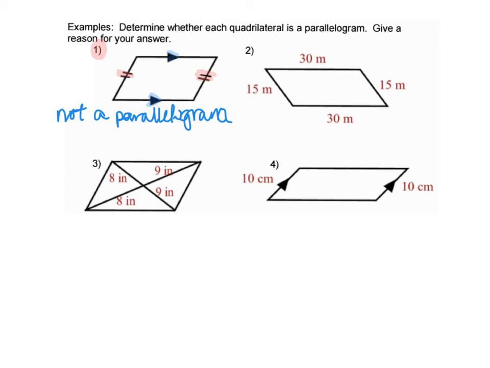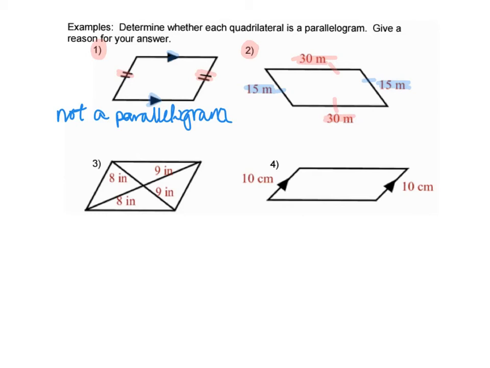Looking here at number 2. I notice I've got some measurements here, so I've got one pair of opposite sides equal to 30. So those are congruent. I'll go ahead and give those opposite sides a little tick mark. And then I see this other opposite side is 15, which means that those are congruent. So right now I've got opposite pairs of sides that are both congruent.